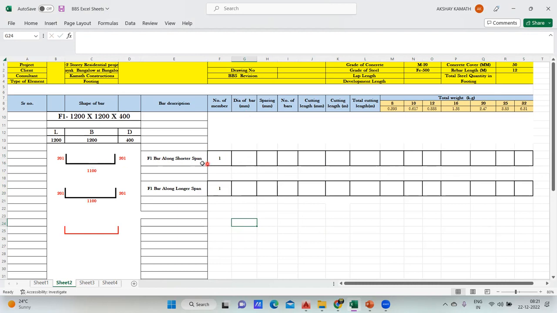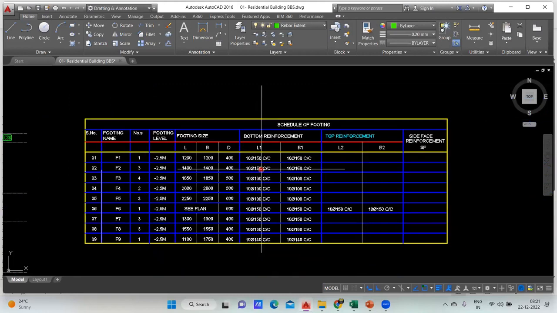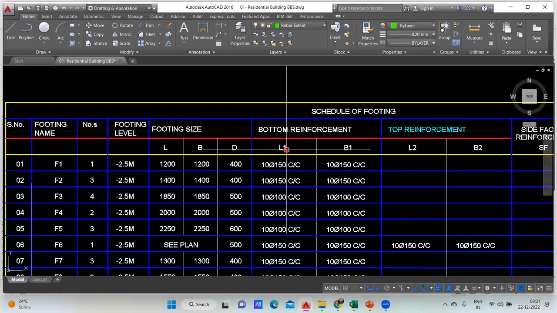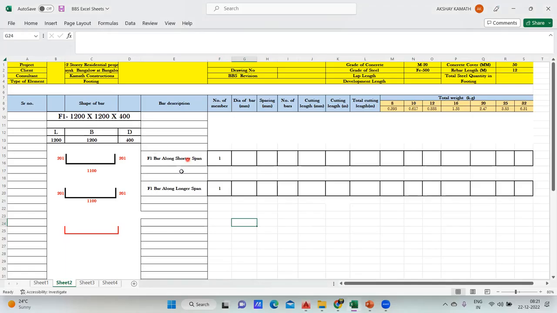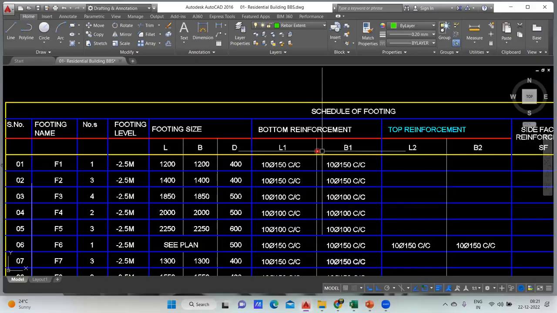Next is dia of bar. Again, for the dia of bar in the shorter span, we should check the drawing. So I'll go back to the drawing. So this is my L1. Okay. See, always remember, I have written here shorter span and longer span. But in AutoCAD, it is mentioned L1 and B1. So wherever L is mentioned, it means it's the longer span. B means it is the shorter span. B means along the breadth. L means along the length. So along the length it is 10 diameter bar, and along the breadth it is also 10 diameter bar.